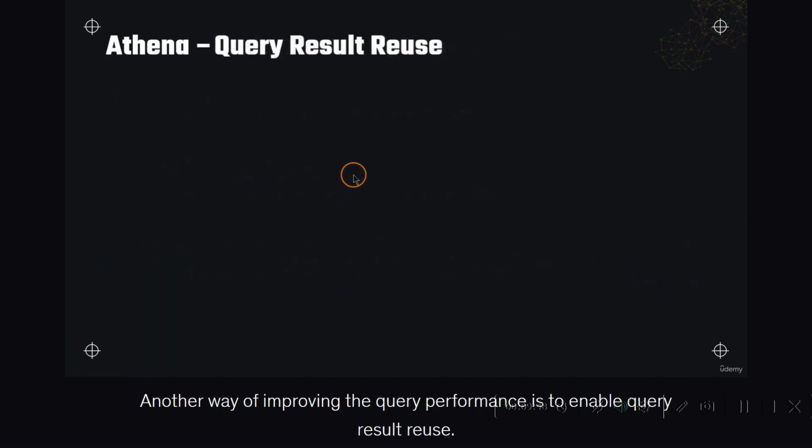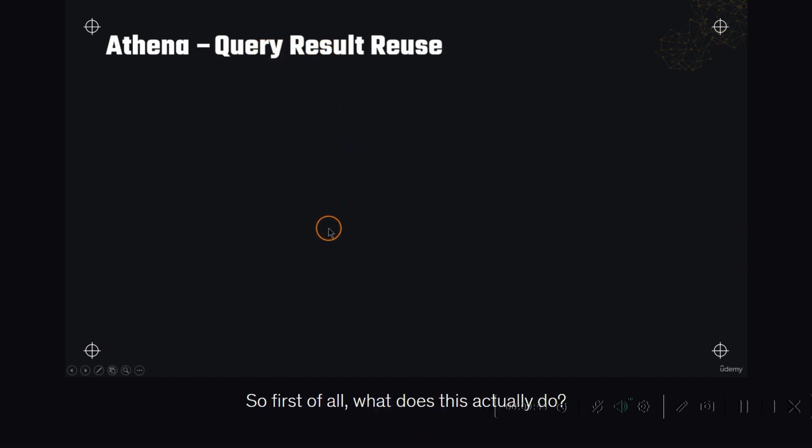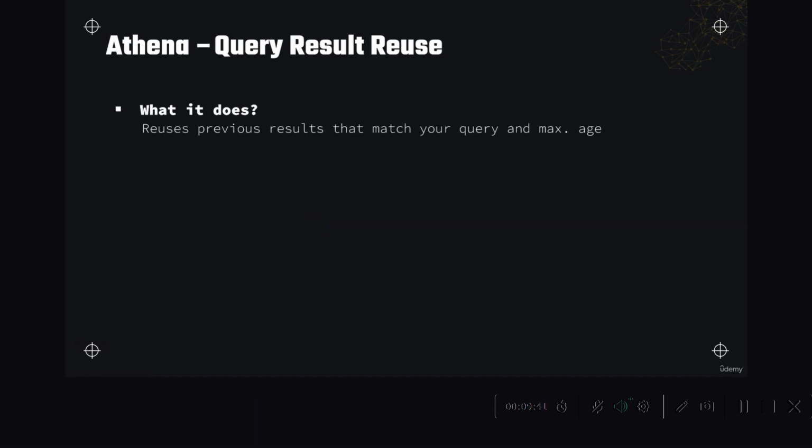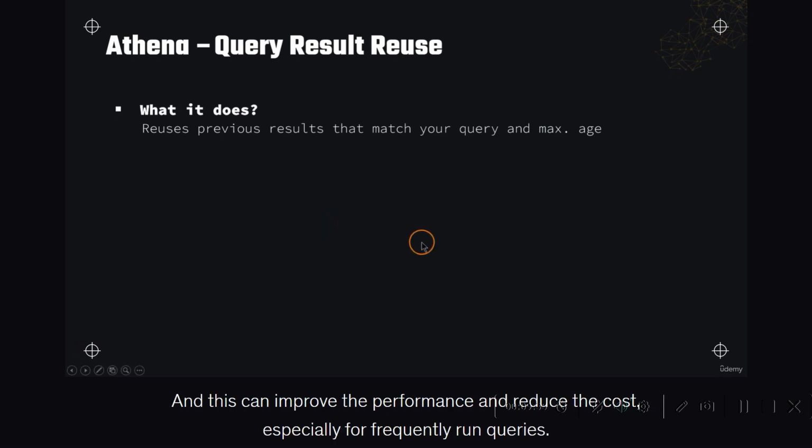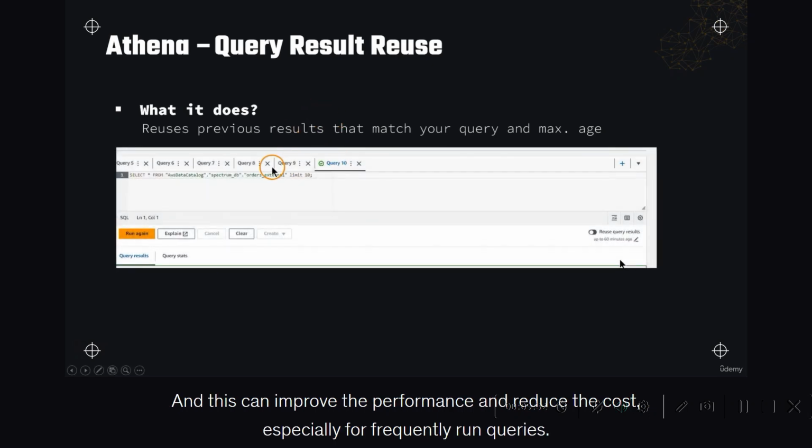Another way of improving the query performance is to enable query result reuse. So first of all, what does this actually do? It allows us to reuse a previous query result that has already been returned. And this can improve the performance and reduce the cost, especially for frequently run queries.